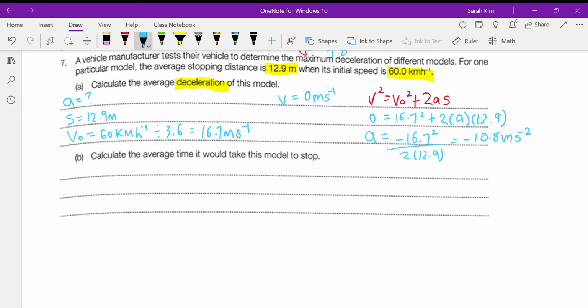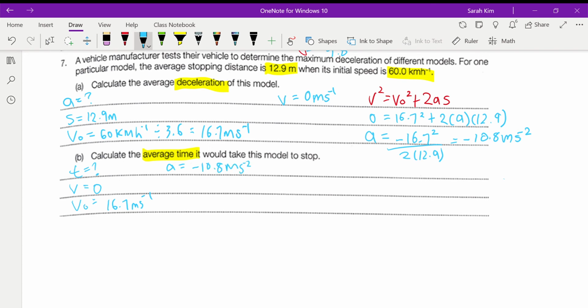And that's it. Now B, calculate the average time it will take this model to stop. Right, here's what I'm trying to find. Again, I'm going to try and use those values. My V is going to be 0, my V naught is, I calculated to be 16.7 meters per second. So technically I've got all the information. A I found as well.